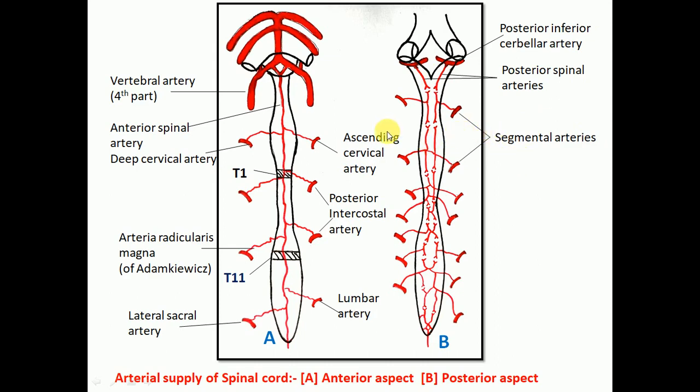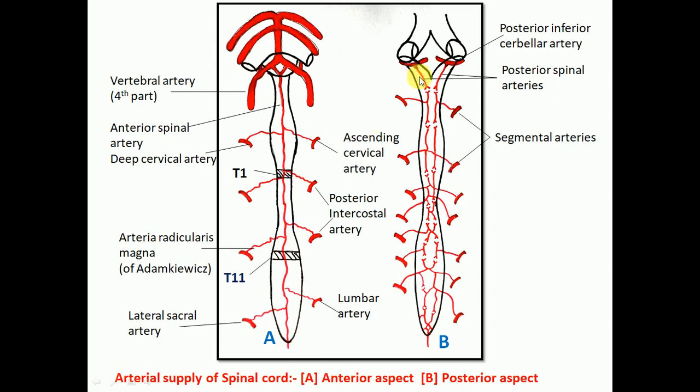Now first of all, the anterior spinal artery. It is a small branch that arises from the fourth part of the vertebral artery and runs on the anterior median fissure of the spinal cord throughout its length, and finally at the end it merges or communicates with the filum terminale.